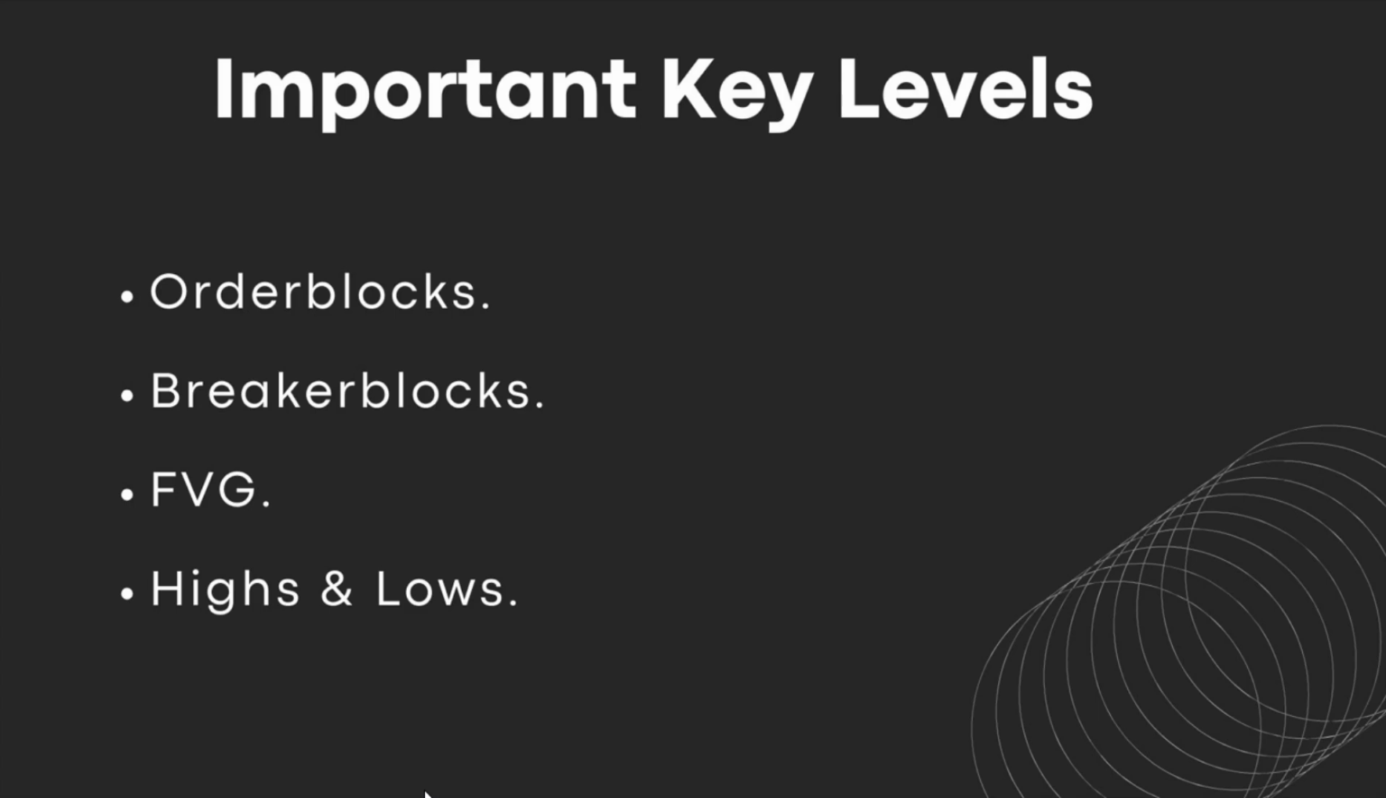Now, last but not least, the two most important key levels after an order block, which are highs and lows. Now, if I had to only choose two key levels for my trading, then I'd choose order blocks, highs and lows. These are the only key levels I use most of the time in my trade ideas. I barely use breakers or FVGs. Most of my trade ideas are based around either order blocks, highs or lows.